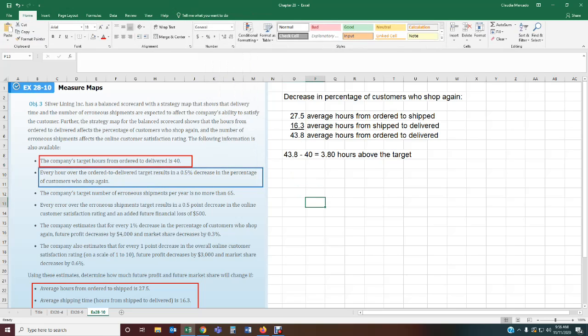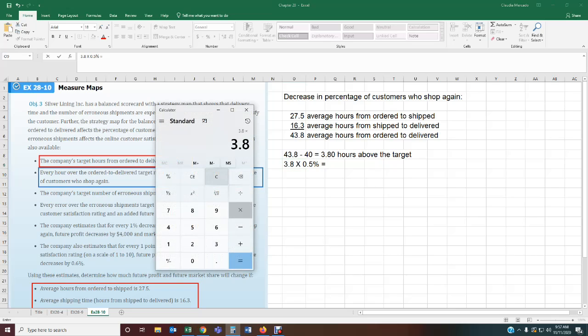It says every hour over the order to deliver target results in a 0.5% decrease in the percentage of customers who shop again. So I've got my 3.8 hours. I'm going to multiply it by my 0.5% decrease, and let's see what that gives us. The 3.8 times 0.5% gives me 0.19. Now I'm going to multiply that times 100, and that gives me 1.9%.